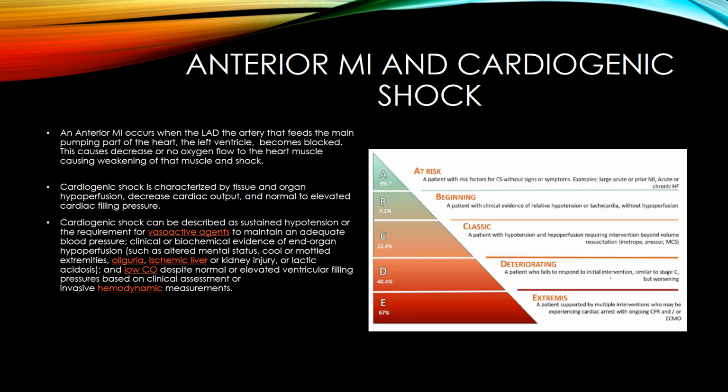Oliguria, they have ischemic liver, kidney injury, their lactic acid is high. They have low cardiac output despite normal filling pressures, and they're just hemodynamically unstable. Some of these things you're not going to so much see in the field, but you can see the evidence of low cardiac output or hemodynamic instability. So you will see some of that in the field.